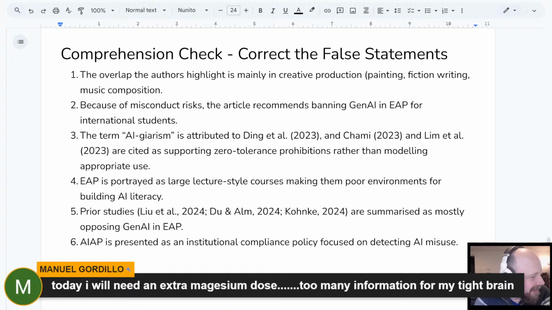Manuel says, today I'll need extra magnesium dose. Too much information for my brain. Yeah, I know what you mean, Manuel. Welcome to academia, huh? That's what it's all about. Dealing with this kind of stuff. Literally reaching for my vitamins right now. You live on an island, so surely you eat a lot of fish.